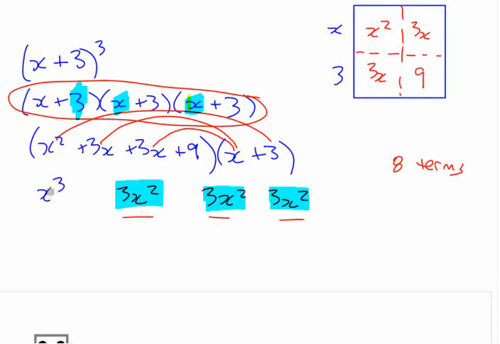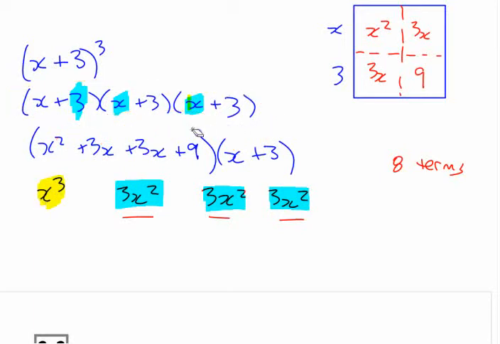There's only one way you can get x to the third out of those three brackets. What's the only way? Yeah, 1 x from each bracket, right? There's only one way that can happen. And there's only one way you can get a 27 on the end. What's the only way you can get the 27? 3 out of each bracket, right?